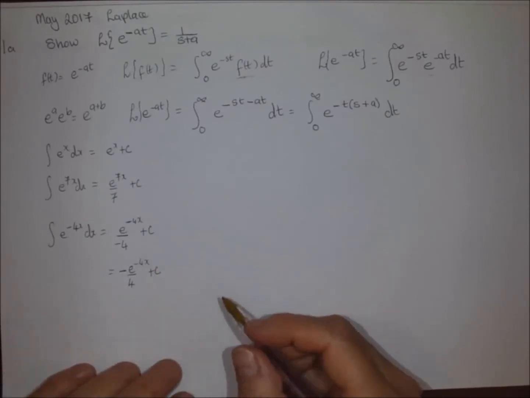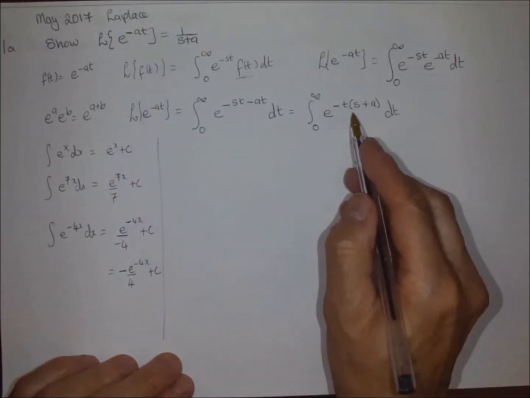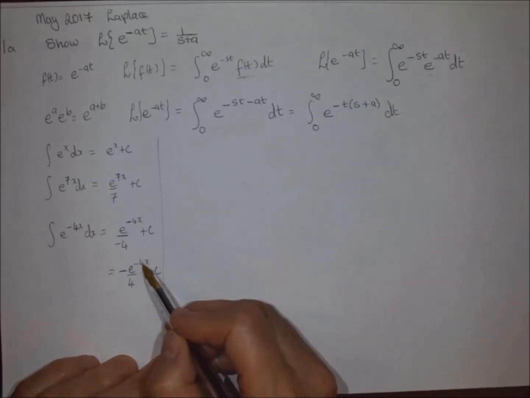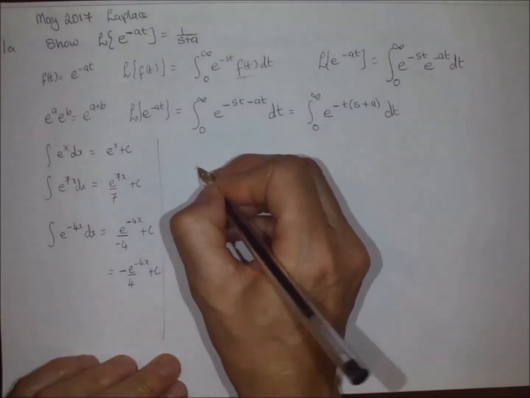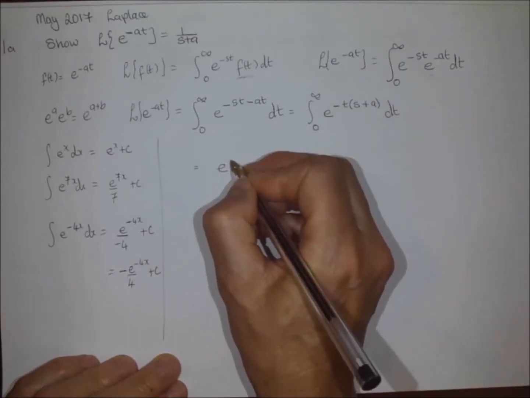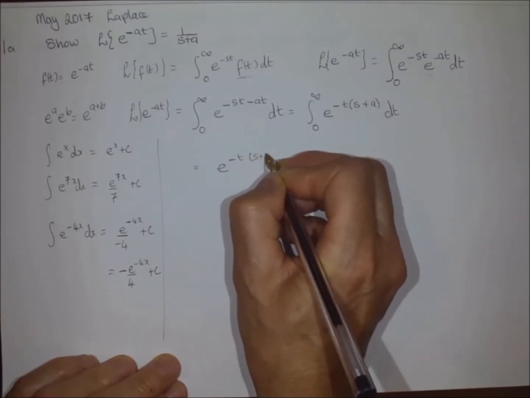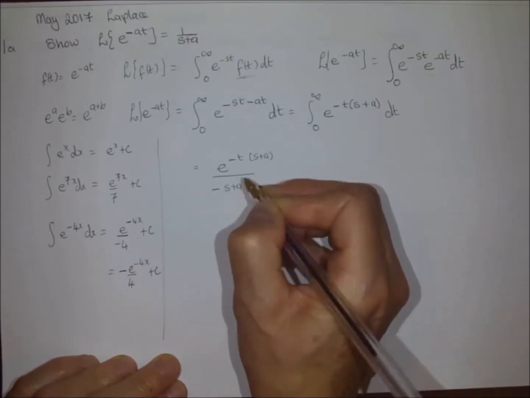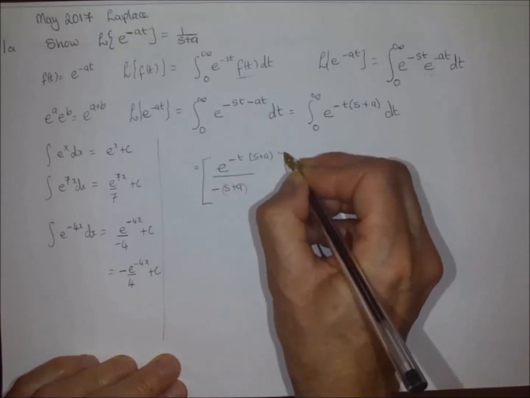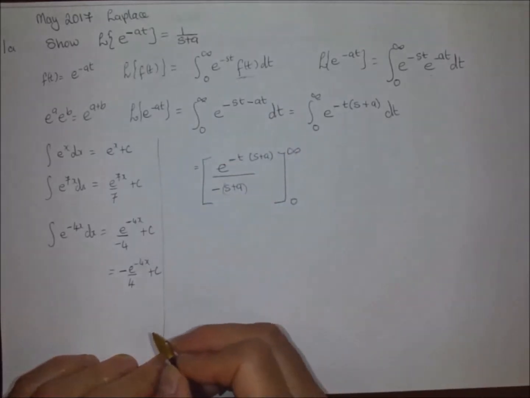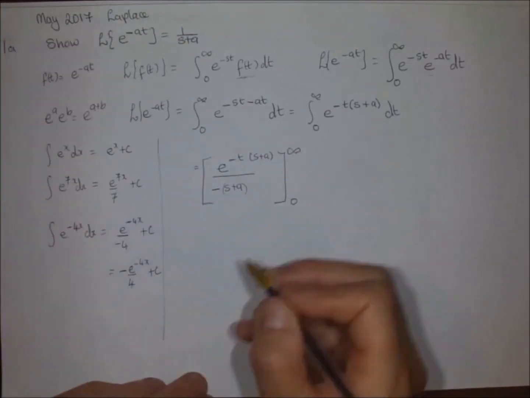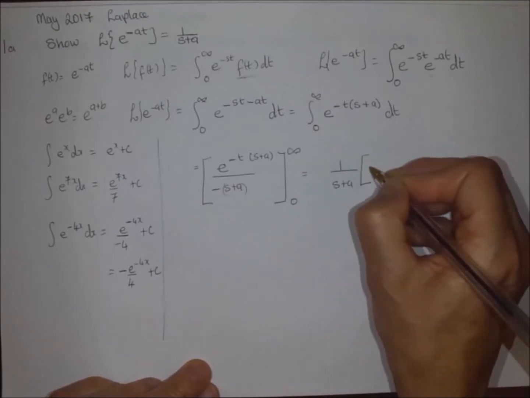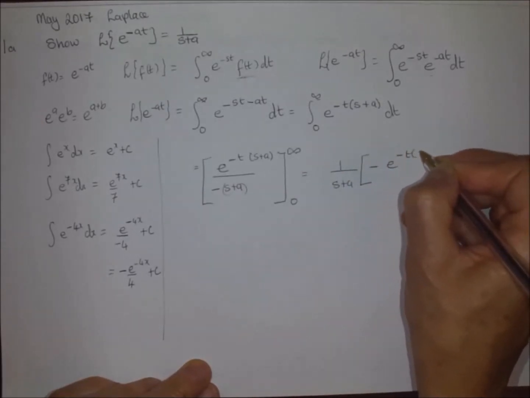Okay, so now let's get back to the integration. We have to integrate this, and this here, s plus a, is basically equivalent to the 4 in this one. So if we integrate e to the minus t on s plus a, it stays the same, over minus s plus a, and rather than have a plus c, we have our limits. Now s plus a has nothing to do with t, so we can take that out. That's 1 over s plus a on minus e to the minus t on s plus a.